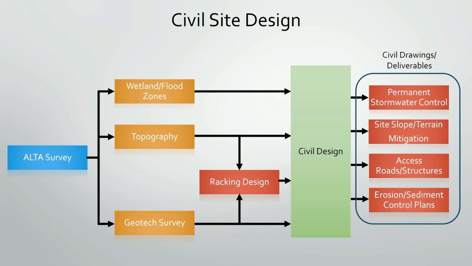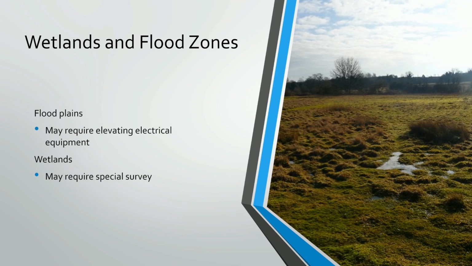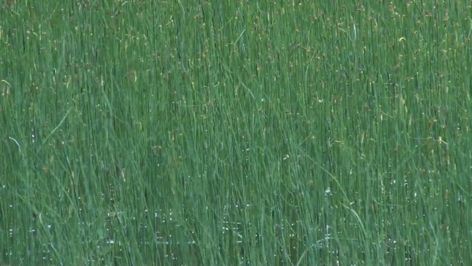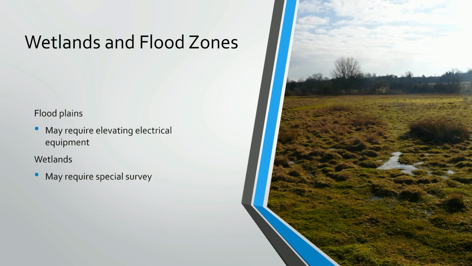Let's start this lesson by looking at those three orange surveys in more detail. First up, we need to consider any flood zones or wetlands to determine if there are regions of the site which will need to be excluded from the available area for modules and equipment. Flood zones can generally be determined by national maps, and if present, they may exclude areas or require that electrical equipment be elevated to prevent it from being submerged.